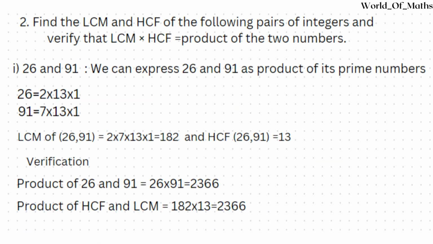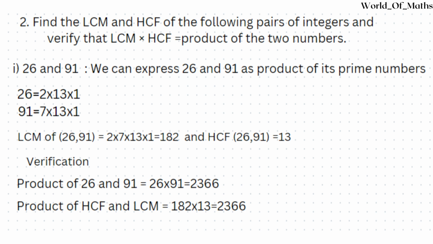Now the second question: find the LCM and HCF of the following pairs of integers and verify that LCM multiplied by HCF is equal to the product of the two numbers. The first set of numbers are 26 and 91. We have studied that the product of two numbers is equal to the product of their LCM and HCF. For that, first we need to express these numbers as the product of their prime factors.